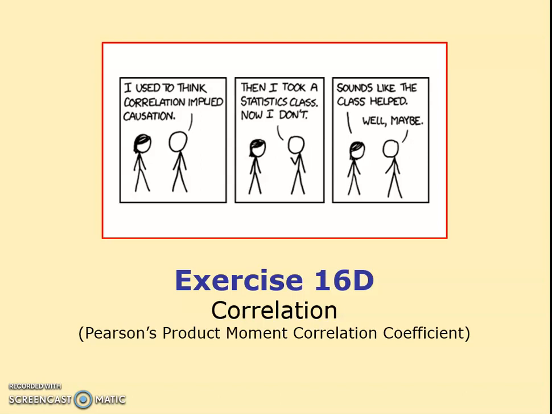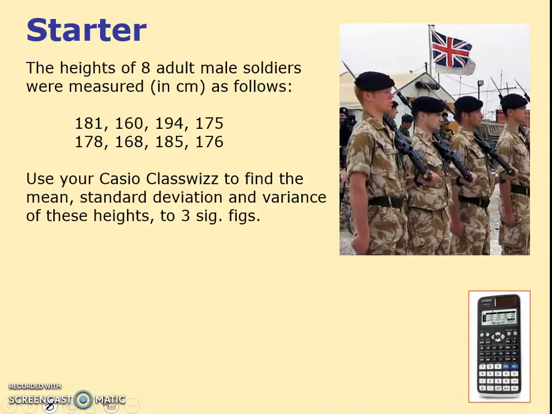The posh name for it is Pearson's product moment correlation coefficient, which is a bit of a mouthful. Now, Pearson was a statistician from, I don't know, 100 years ago, maybe 50 years ago. It's relatively new maths. And he came up with this idea of quantifying correlation. So we're going to look at it here today.